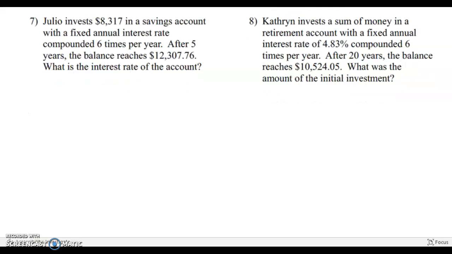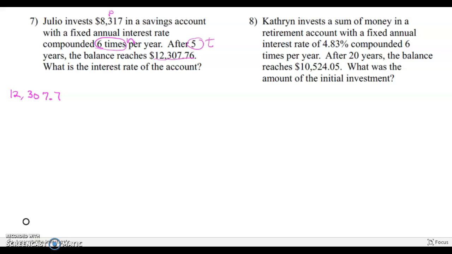It says number 7, Julio invests $8,000. That's the principal in a savings account with a fixed interest rate compounded 6 times a year. That's N. After 5 years, that's T, the balance reaches $12,000. What is the interest rate of the account? So in all of these problems, you're just finding the missing information. You're solving for the missing.